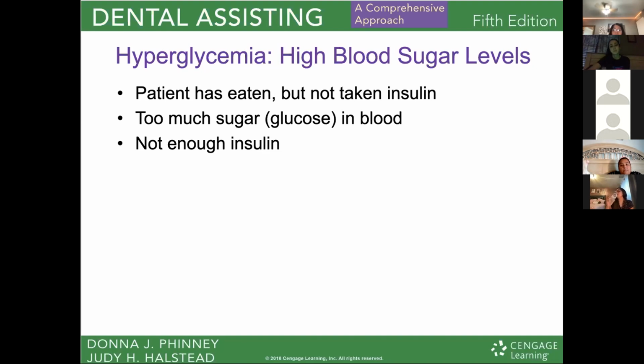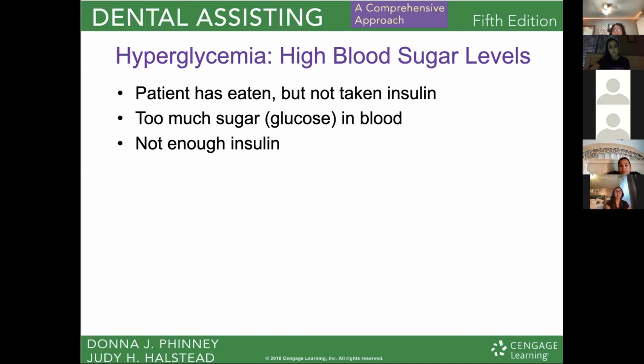Just a short story. My daughter actually has type 1 diabetes. Because I knew what the symptoms were, I learned this in dental assisting school, I was able to catch this very early. I noticed she started wanting to drink too much water, she had to go to the bathroom, and she actually vomited. I thought right away, this is hyperglycemia. I know what this looks like. We took her to the doctor, and sure enough, she had type 1 diabetes.